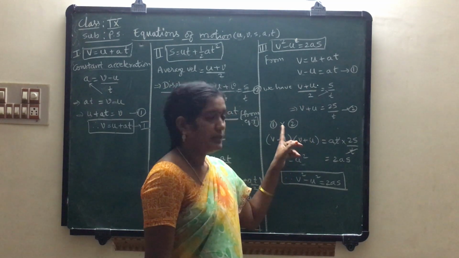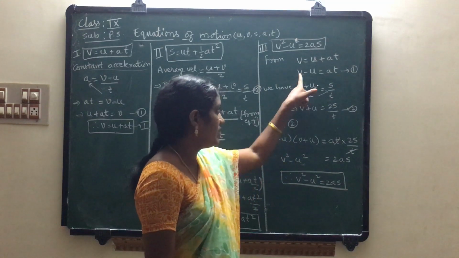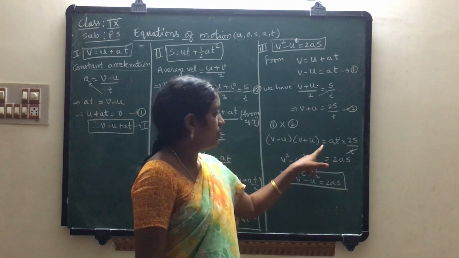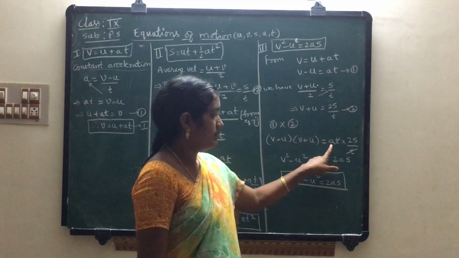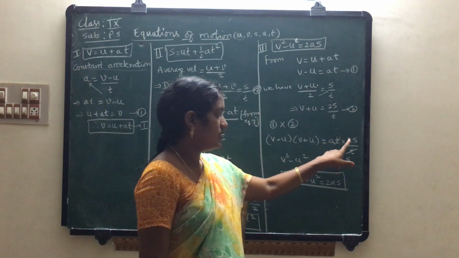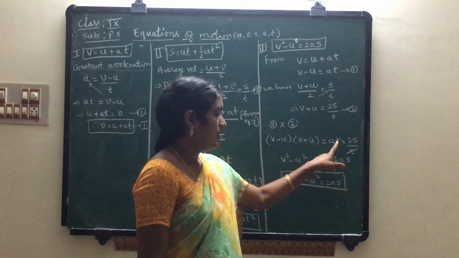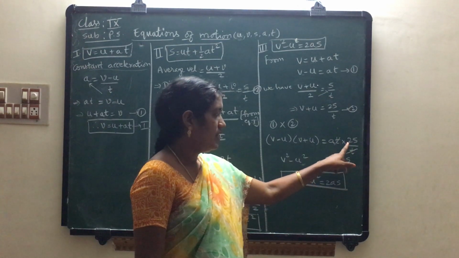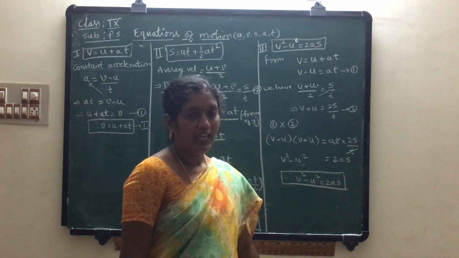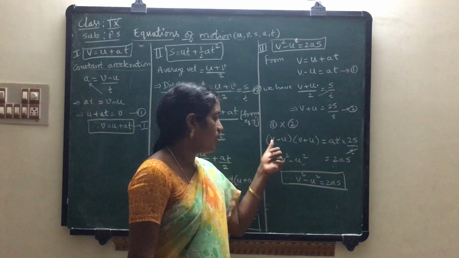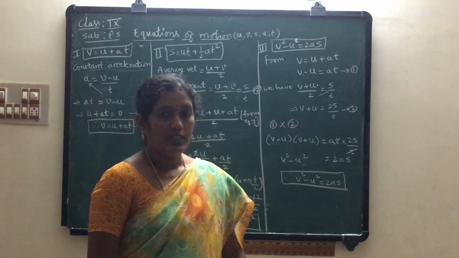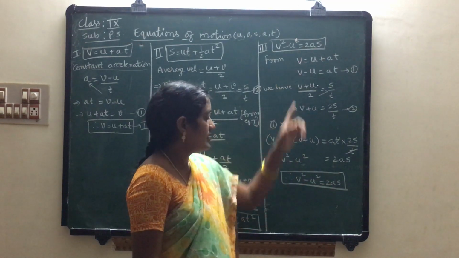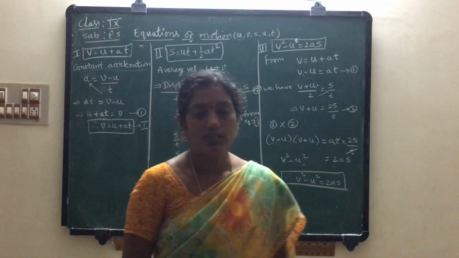Okay children, now multiplying these two equations. See children, what is the first equation? v minus u is equal to at. What is the second equation? v plus u is equal to 2s by t. Multiplying these two, t will get cancelled. 2s into a, so that is 2as. And the left side is in the form of (a minus b) into (a plus b), that means it is a square minus b square. So we got v square minus u square is equal to 2as.